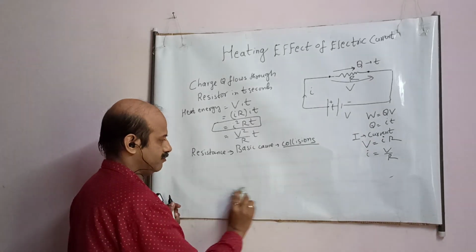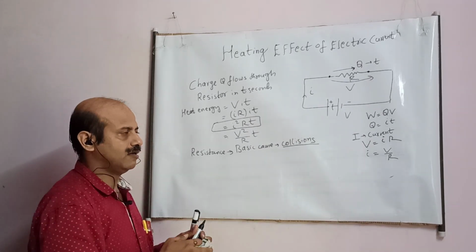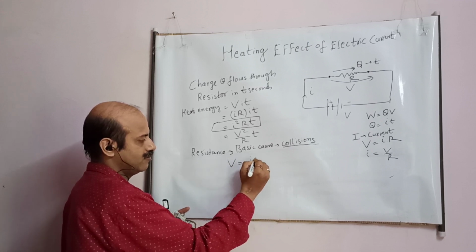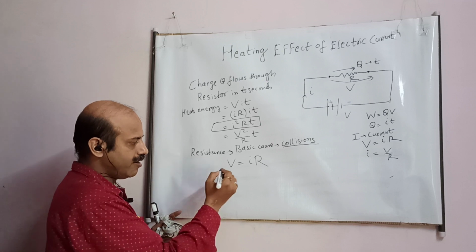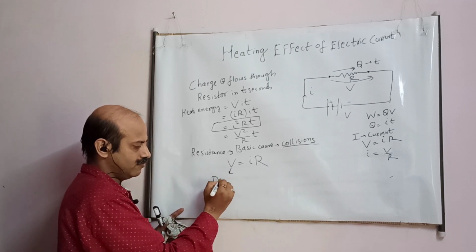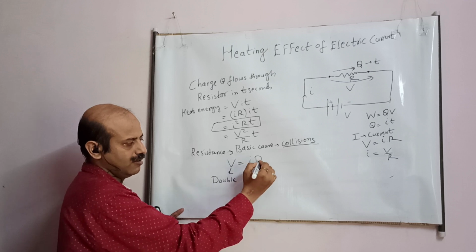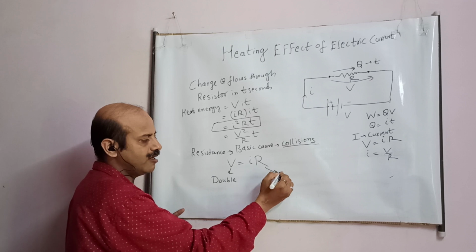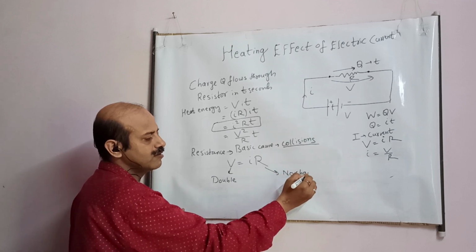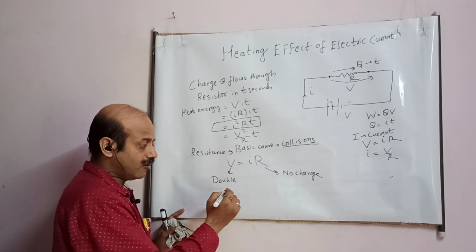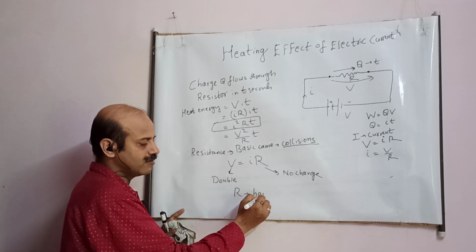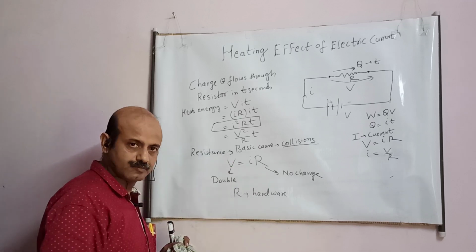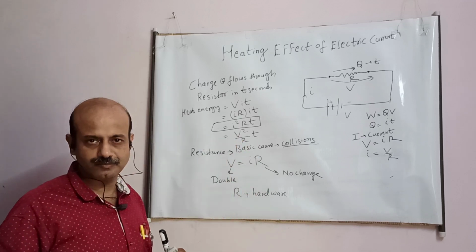This formula, V is equal to IR. Remember, if I make this V double, by formula it appears this R will become double. No, student, in R there will be no change. Because R is the hardware. R will not change if I change this V. By formula it appears it will change.